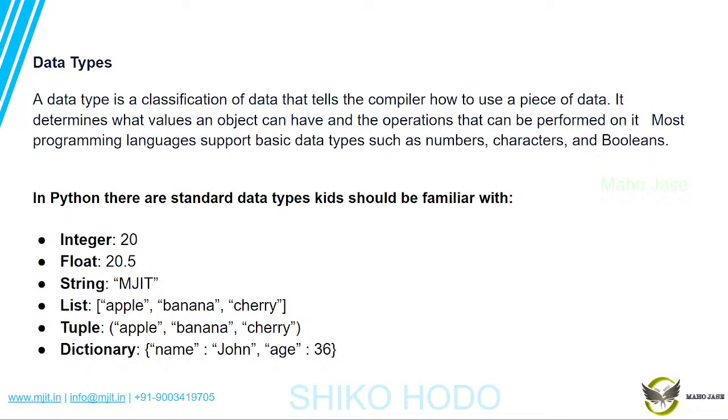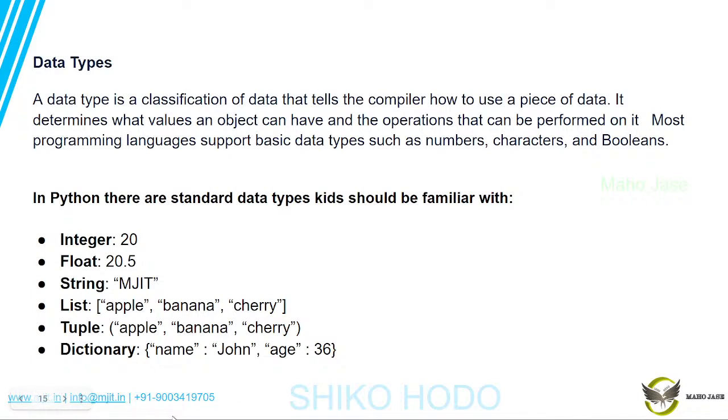And the next one is tuple. Tuple is another data type which is the same as the list, but there are some differences between the list and tuple. It also stores the same thing for strings and characters. And the last one is dictionary. So what is a dictionary? Dictionary is a collection of key and value.